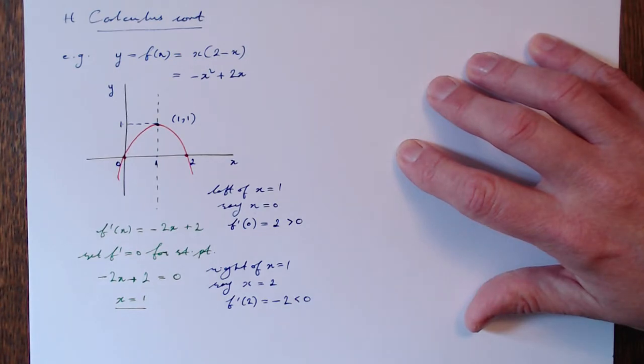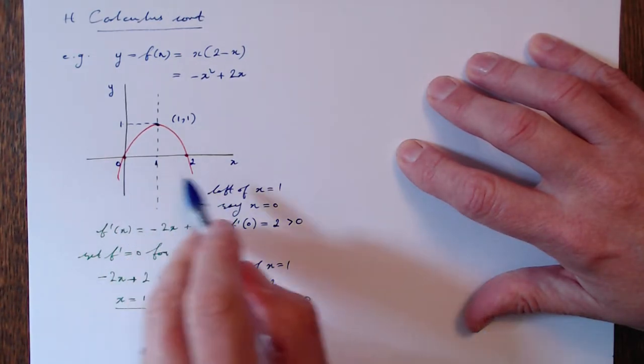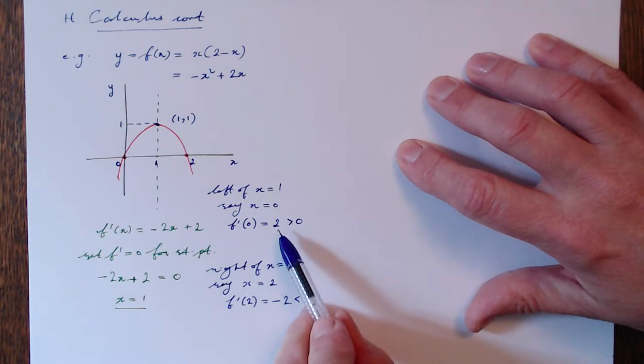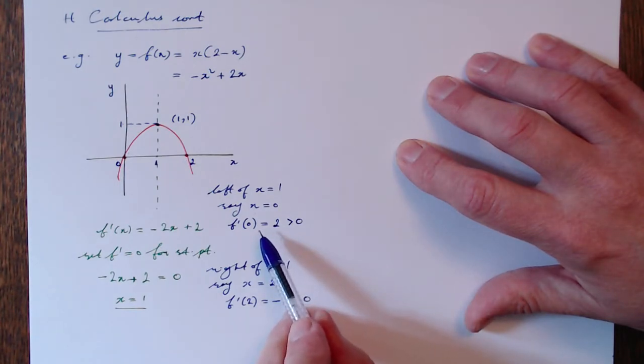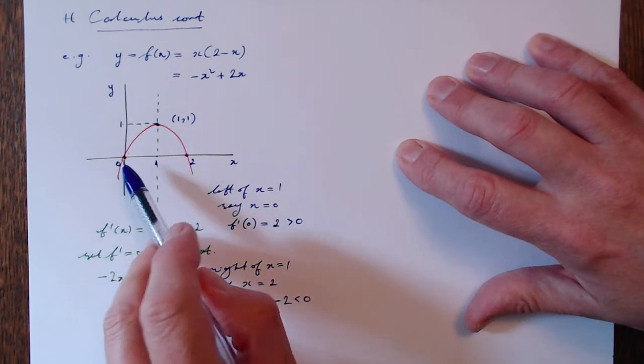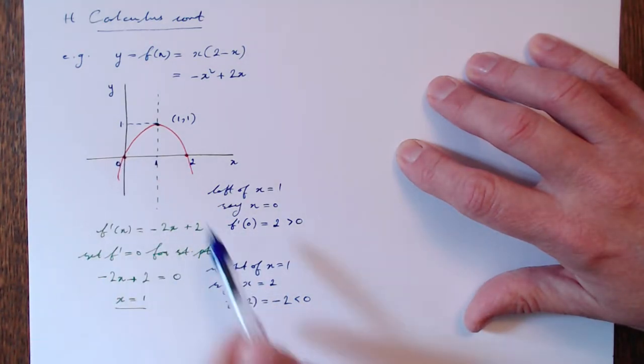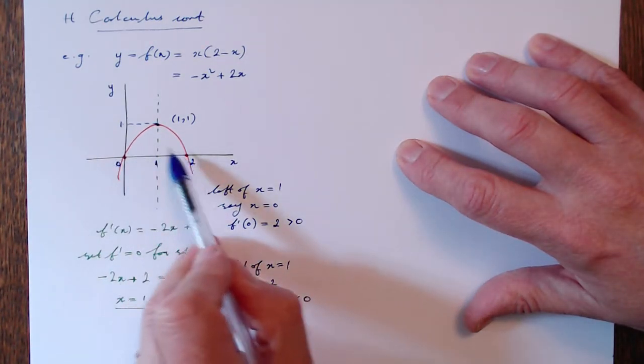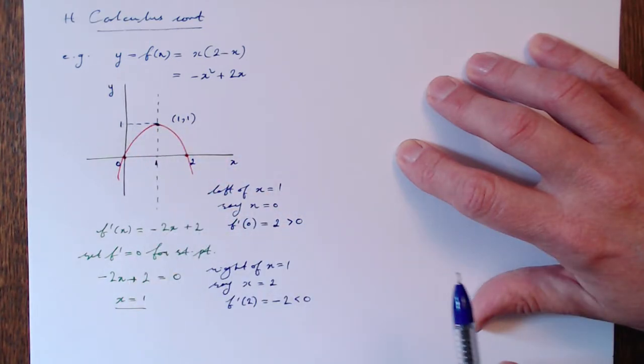We don't need to know the value of the derivative at these neighbouring points, we just need to know the sign. And what we're showing here is that the derivative is positive to the left, it's negative to the right, therefore we see this is a maximum.